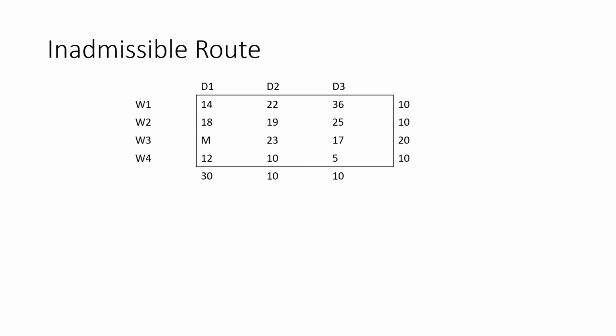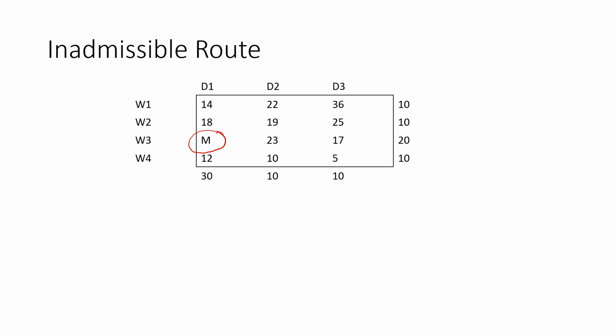What about an inadmissible route? In other words, what if we aren't allowed to ship things from warehouse 3 to distributor 1 for whatever reason? Well, when that happens, remember we had the big M method for solving linear programs? We can use something analogous here and put a big M in here, which means that it's essentially infinite cost to ship something through there.